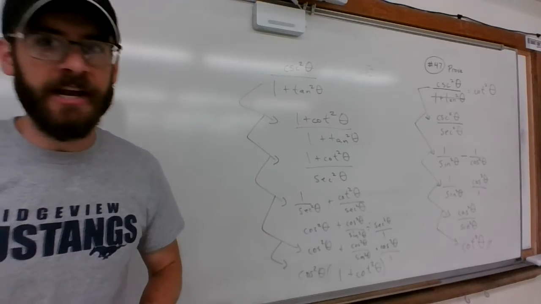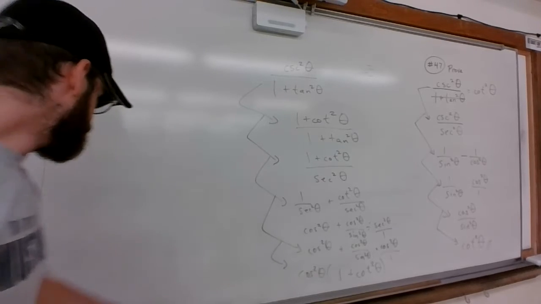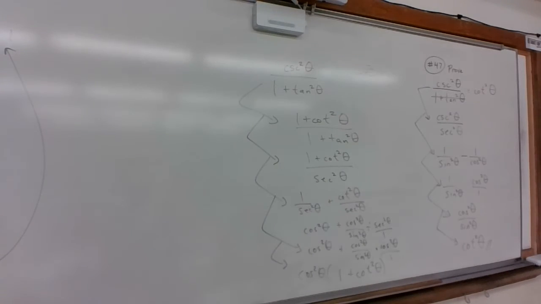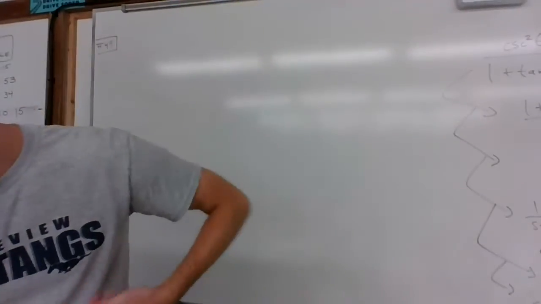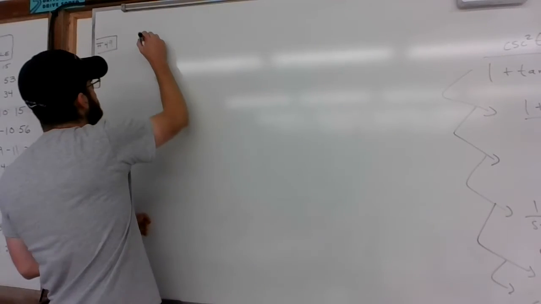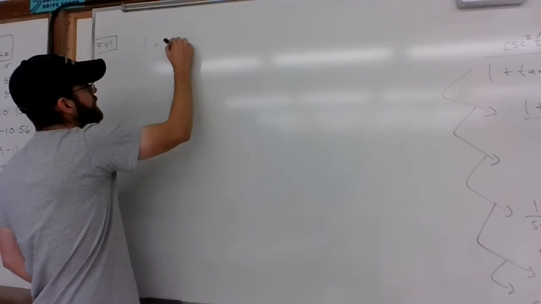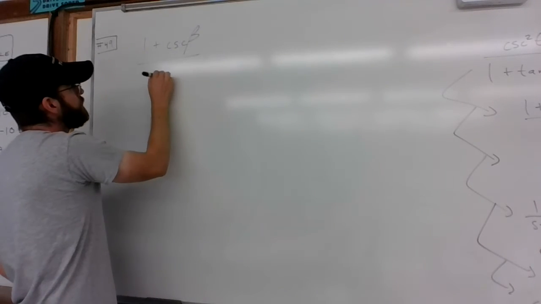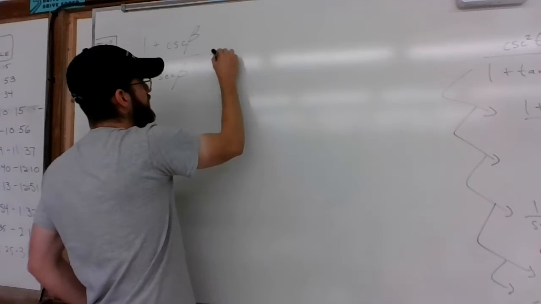Let's check out number 49. I think we have just enough time for that one. Gives us some Greek symbols to work with. That's always fun. We've got 1 plus cosecant of beta divided by secant beta. And you subtract cotangent of beta, and that should be cosine.